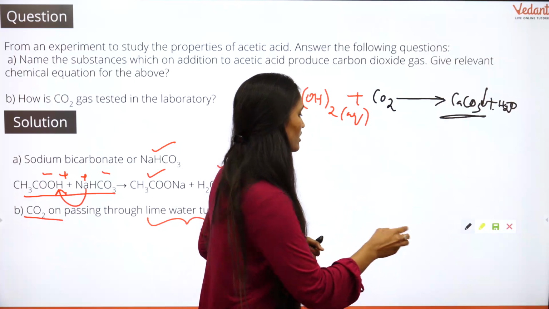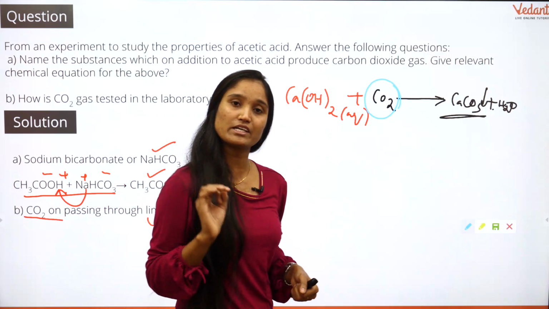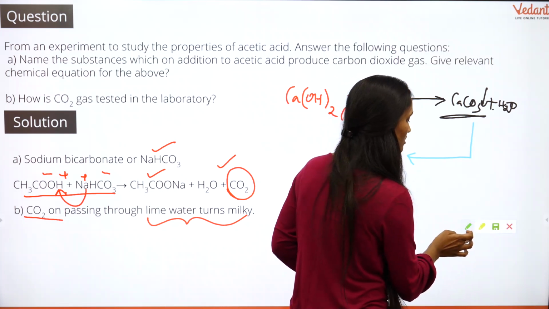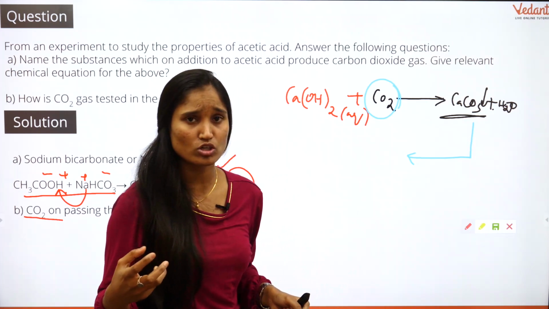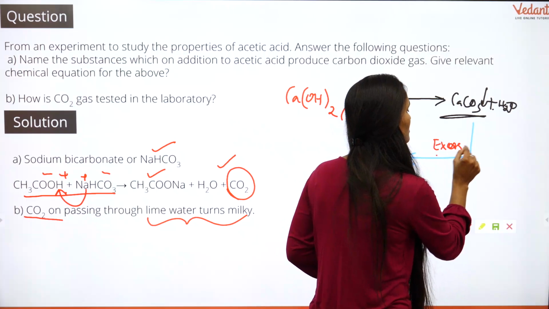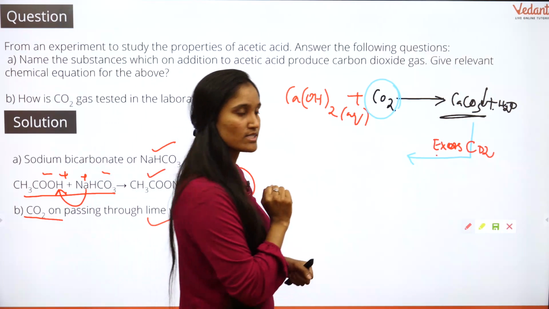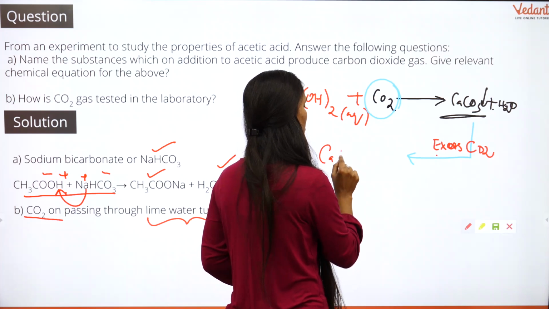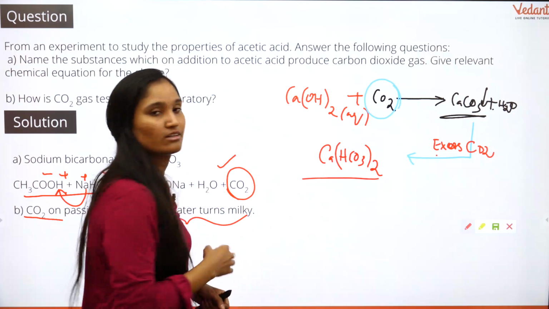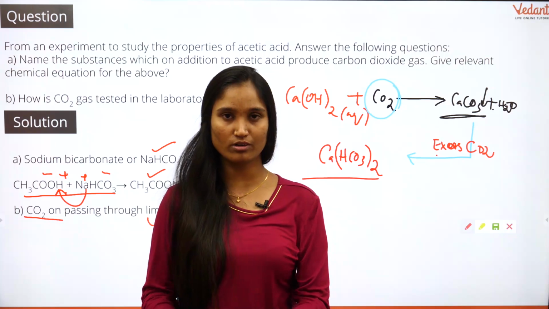And one more important thing to be noted here is this is when you are using limited or sufficient CO2. After formation of this milkiness or precipitate also, if you pass excess of carbon dioxide, what happens? Any guess? When you pass excess of carbon dioxide, it leads to formation of calcium bicarbonate, Ca(HCO3)2, which is water soluble and which will turn the solution back into colorless.